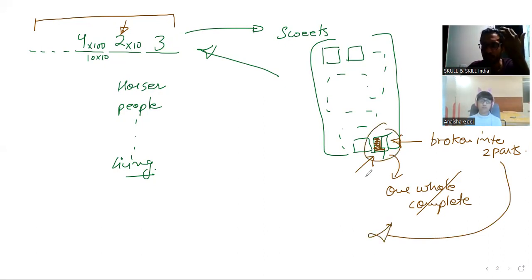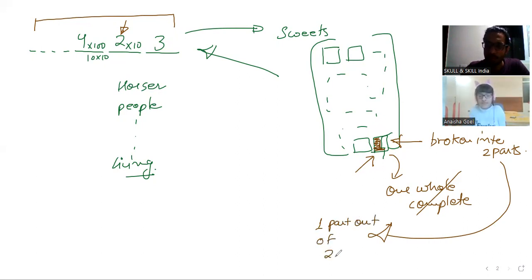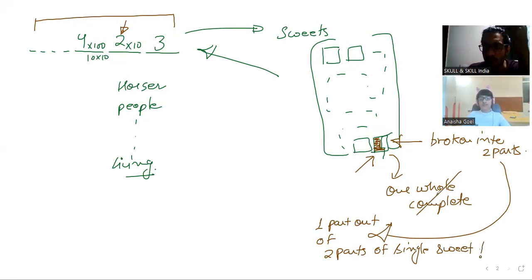how much is this? You can say very well, it's 1 part out of 2 parts. Simple. Yes. Out of 2 parts of a single sweet. Now this is perfect. We're using the same symbols again, just to understand parts now, just to say how many parts are there. Isn't that great?